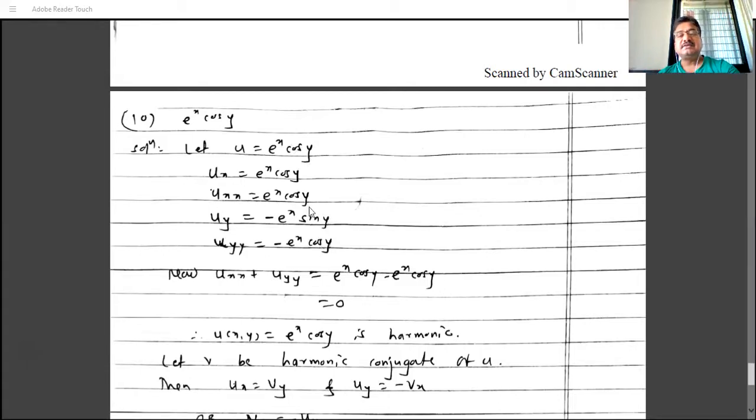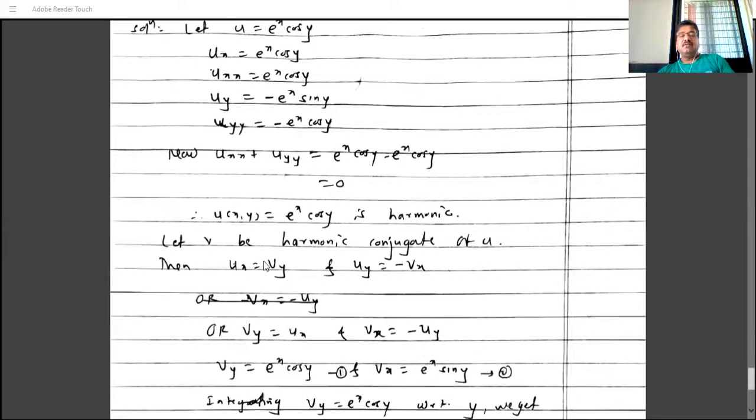So uxx is this, uyy is this, and so uxx plus uyy is equal to e raised to x cos y minus e raised to x cos y, which is equal to 0. So uxx is e raised to x cos y plus uyy is minus e raised to x cos y, so it becomes 0. And therefore u is equal to e raised to x cos y, that is the given function, is a harmonic function.